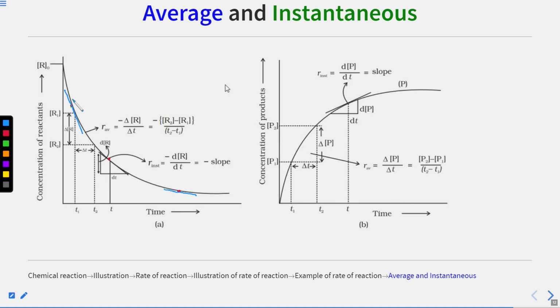Now if you see the steepness, slope is the steepness only. So you should have this idea. The slope is nothing but the steepness of this line. You can see this one is more steep, this is moderately steep, and this is the least steep of all. So you can see that the rate of reaction is slowly decreasing with respect to time.